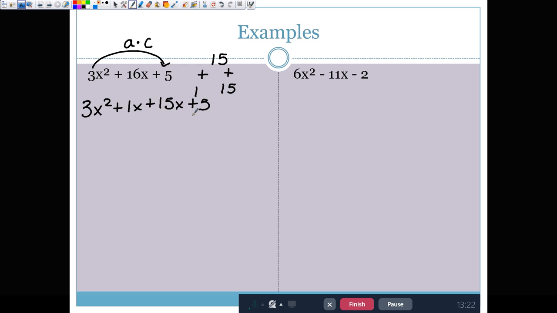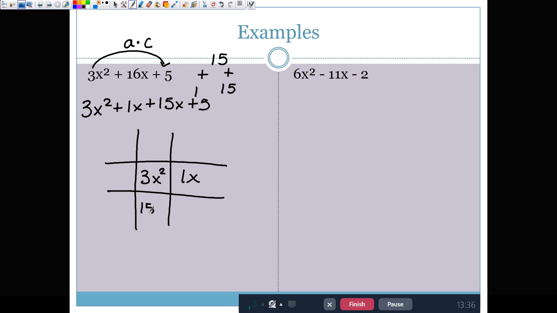Okay? Then I'm going to make a tic-tac-toe board. In the bottom right down here, I'm going to take each one of these terms and place it in there. I'm going to have 3x squared, 1x, 15x, and 5. Then I'm going to find the GCF of each column and each row. So what can go into 3 and 15 evenly? 3. 5 can't go into 3. What about x squared and x? X. Okay, so that's my GCF there.